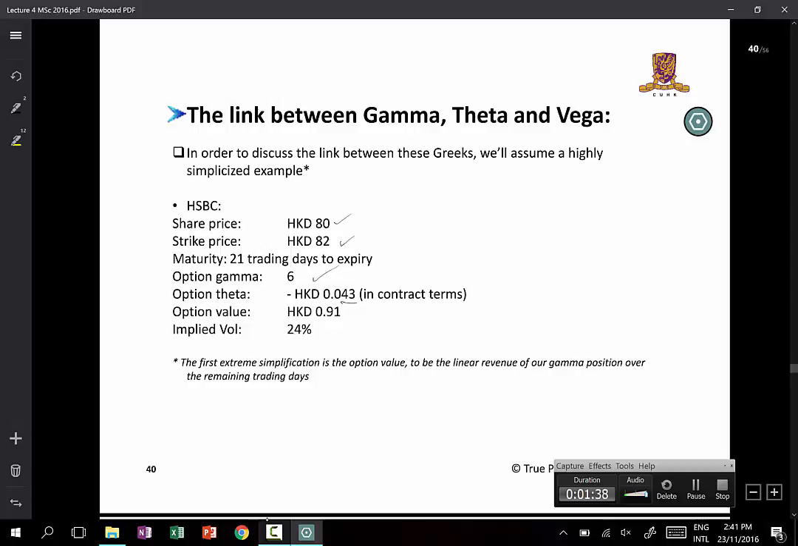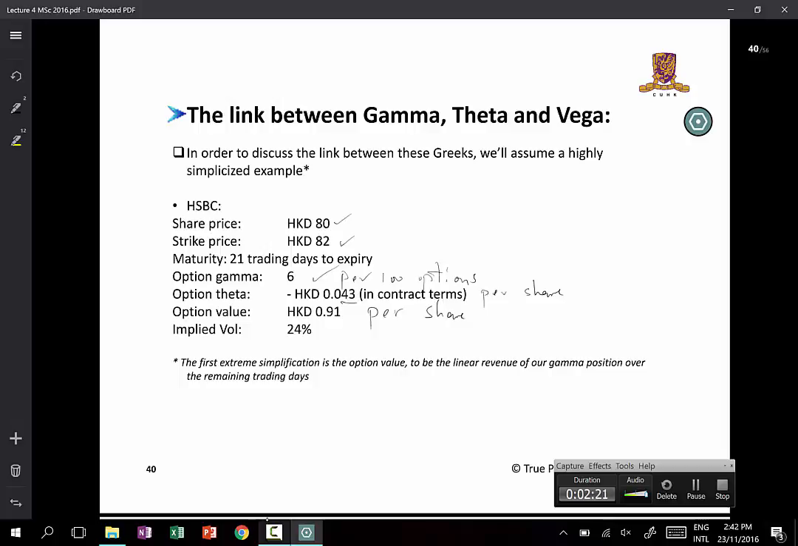Now here, the first problem I have with this is option value. I'm pretty sure it is per share, and theta I'm pretty sure is per share. Don't know what in contract terms actually means. It's per share. Okay, you just got to be intuitive about this. The gamma, I think it's per 100 options. So there's a slight inconsistency.